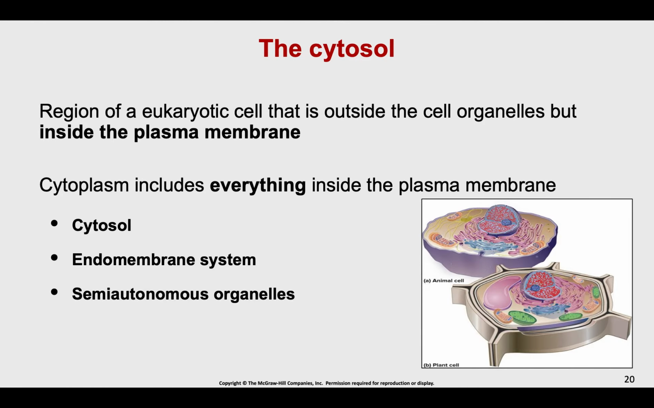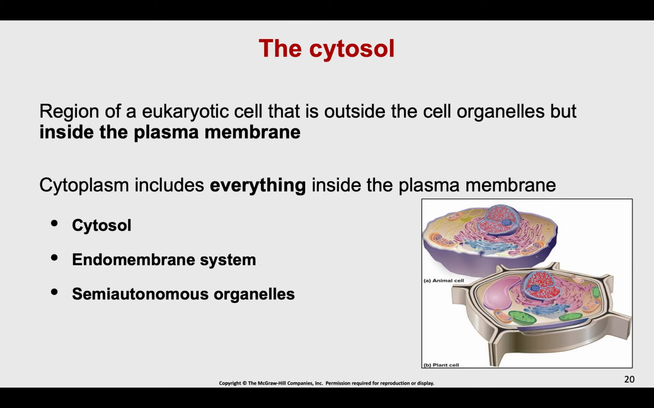Well, speaking of the cytoskeleton and the cytosol, let's move on in that direction. The cytosol is all the intracellular fluid that's inside of the plasma membrane. It's the region of the eukaryotic cell that is outside of the cell organelles, but inside of the plasma membrane. It's that intracellular fluid.